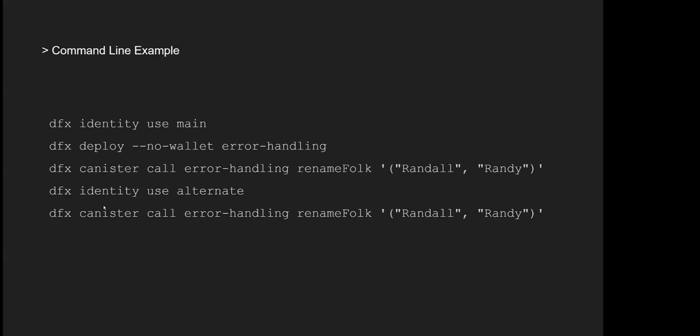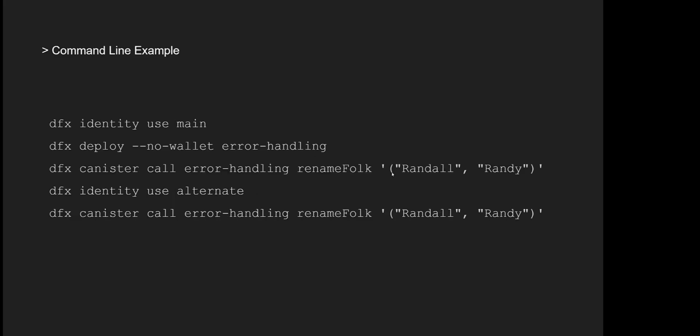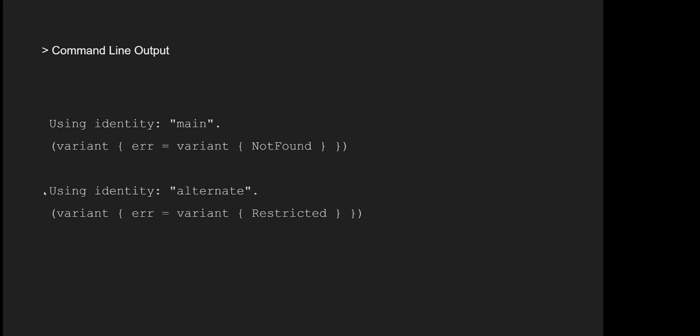And so if we were going to try these out, we could try calling the same method twice using different principals, using a name which doesn't actually exist on the contract. We would see with the main identity, which would be authenticated because it was the one which created the contract, we would get a not found variant. So we went and looked for Randall, but he wasn't in the list, and so it's not found. And then if we wanted to call it with the alternate identity, well, we're not the admin, and so we get restricted.